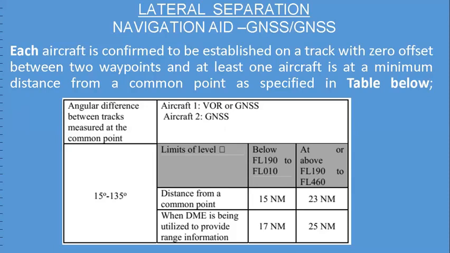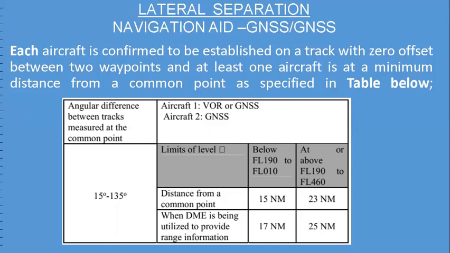If aircraft are operating below flight level 190, the distance from a common point will be 15 nautical miles if they are using GNSS, and when they are using DME, then this distance should be 70 nautical miles. If the aircraft are operating at or above flight level 190, the distance from a common point should be 23 nautical miles. If DME is utilized for the range information, then at or above flight level 190, the lateral separation should be a minimum of 25 nautical miles. So aircraft should be 25 nautical miles apart.